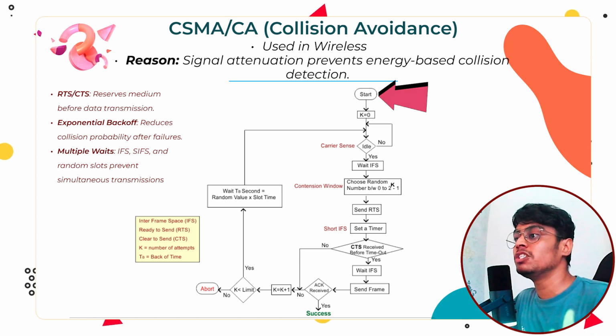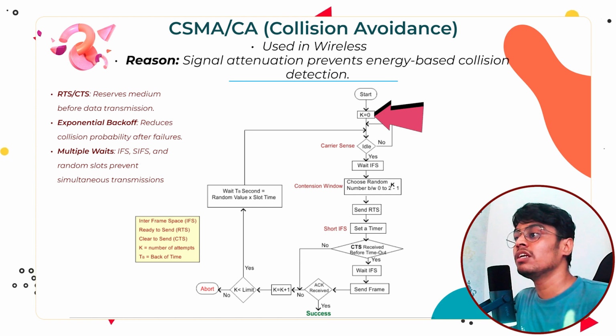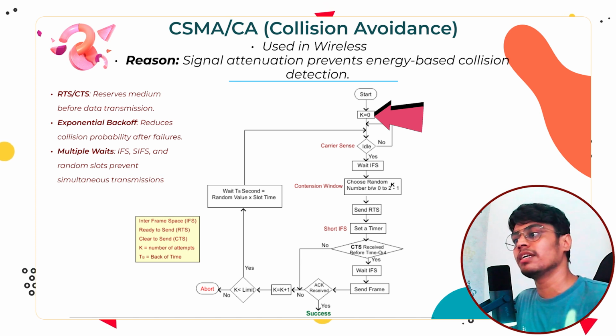Initial step: when some station wants to start transmission, initially the value of k is 0. K represents the number of attempts. When a station comes for the first time, the value of k at the start is 0.